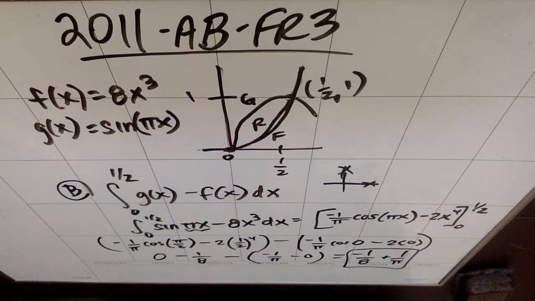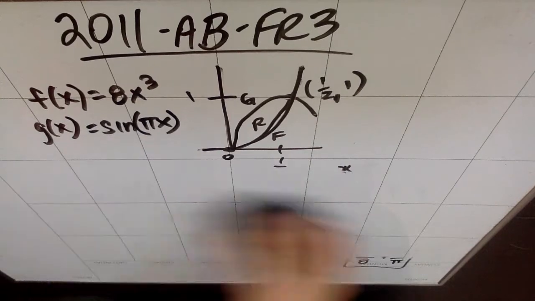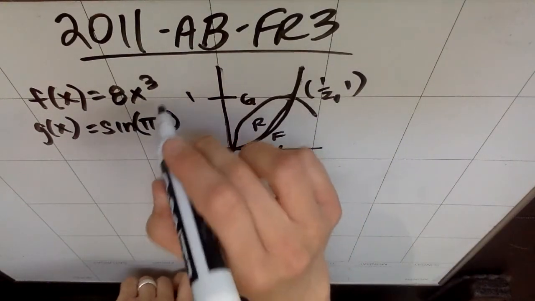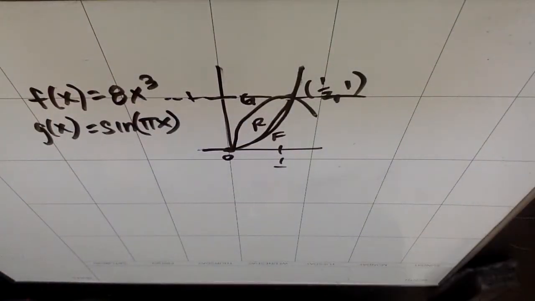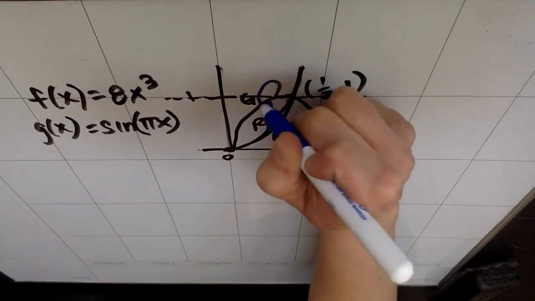Cool. Part C: write but do not evaluate an integral expression for the volume of the solid generated when R is rotated about the horizontal line y equals 1. Unfortunately, they're rotating upwards, which is only frustrating because it's harder to show you based on where my graph is drawn. So I'm going to erase this stuff so I can show you what they're talking about. What they're saying is you're taking this little slice and rotating about this axis of rotation.